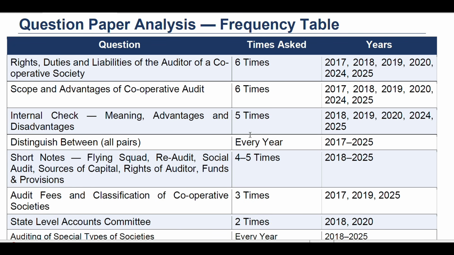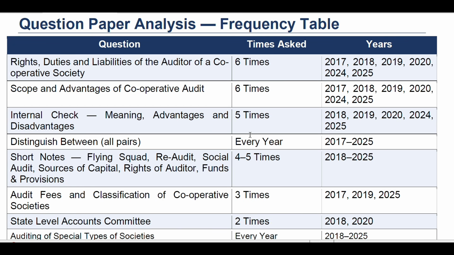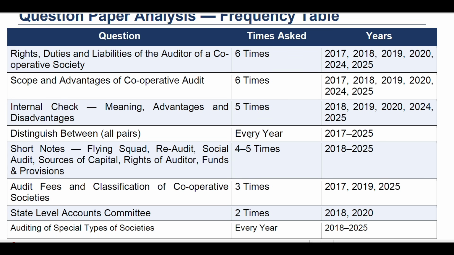If we see the question paper analytics, the rights, duties, and liabilities of the auditor of a cooperative society has been asked 6 times so far: 17, 18, 19, 20, 24, 25. Scope and advantages of cooperative audit, 6 times: 17, 18, 19, 20, then 24, 25. Internal checks, meaning, advantages and disadvantages, 5 times: 18 to 25.